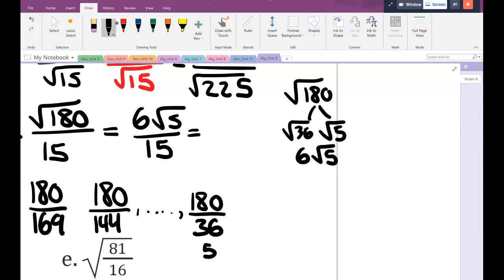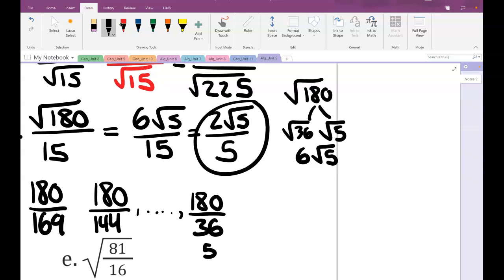Again, this could be an okay final answer, but not a great final answer, because we can reduce 6/15. 3 goes into both of them evenly. 3 goes into 6 2 times. So we could say 2 square root of 5 over 5. That would be our final answer.